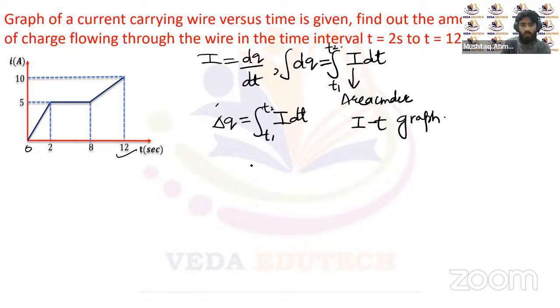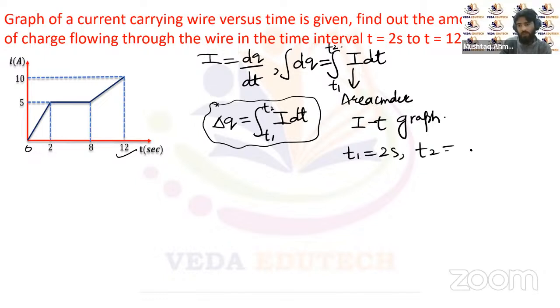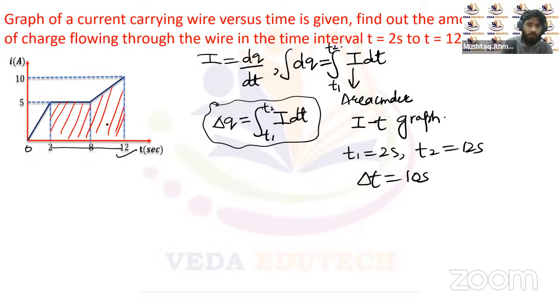Since we have not been given any function, we can still calculate the charge flow using the concept of area under the curve. The area under this current time graph between the interval t1 to t2 will give us the charge flow in that interval. Here t1 is 2 seconds and t2 is 12 seconds. So in this interval of 10 seconds, between t equal to 2 seconds and t equal to 12 seconds, this will be the area enclosed by this graph.